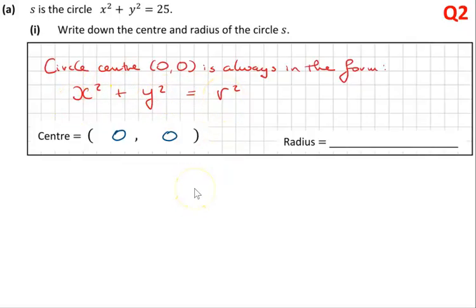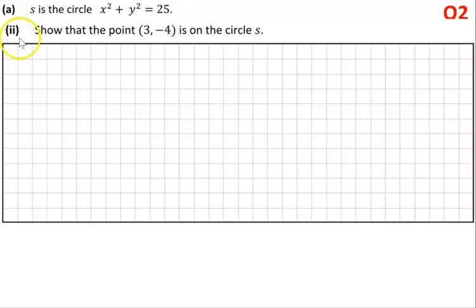So if r squared is equal to 25, then r is equal to the square root of 25, which is 5. So the radius is 5 units. Part 2. Show that the point 3, minus 4 is on circle S.